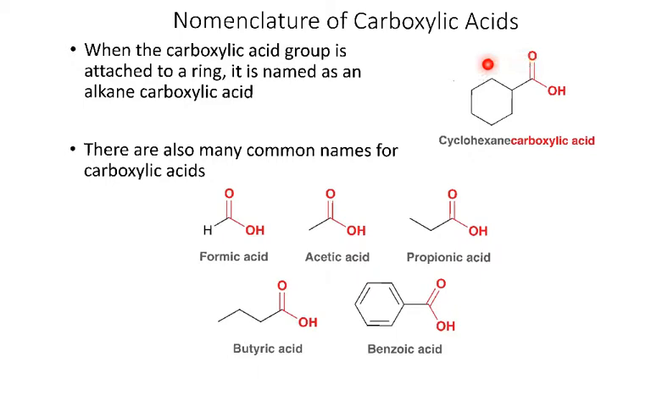In this example, we have a cyclic alkane with a carboxylic acid coming directly off. And this is analogous to the same situation we had when we had a cyclic alkane with an aldehyde coming off. In this case, the molecule would be cyclohexanecarboxylic acid.